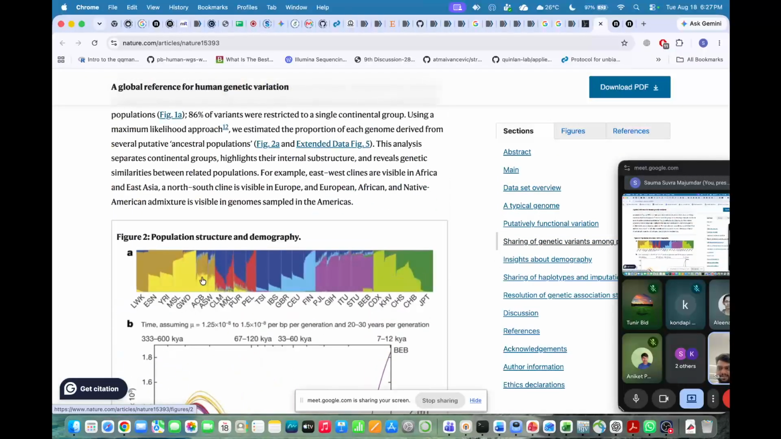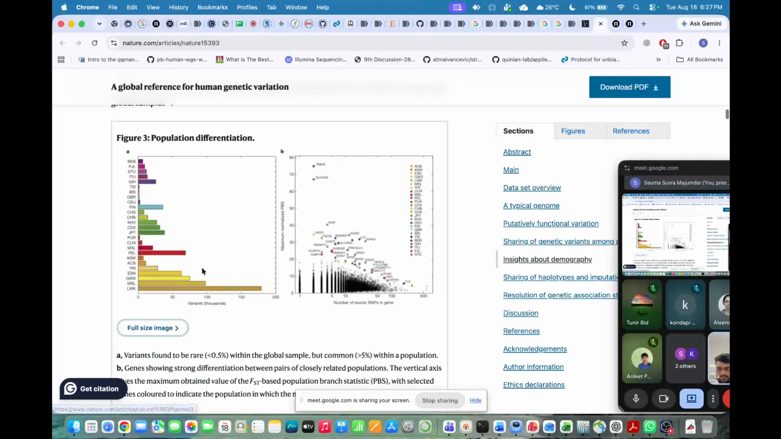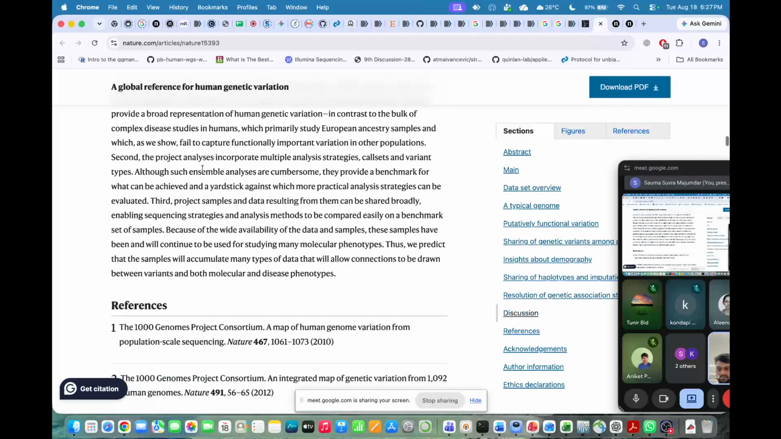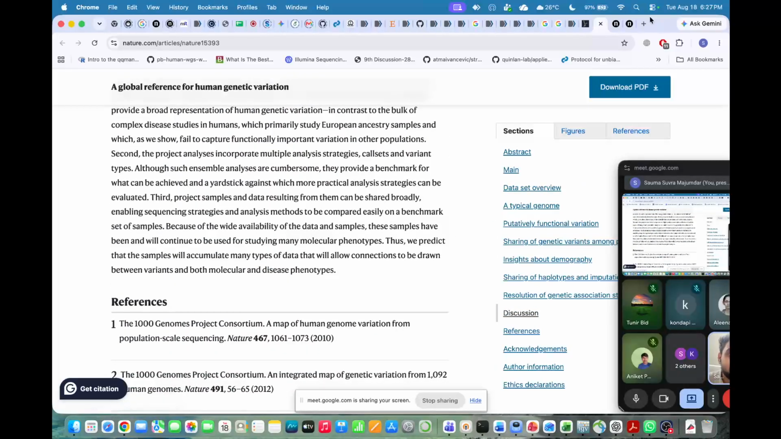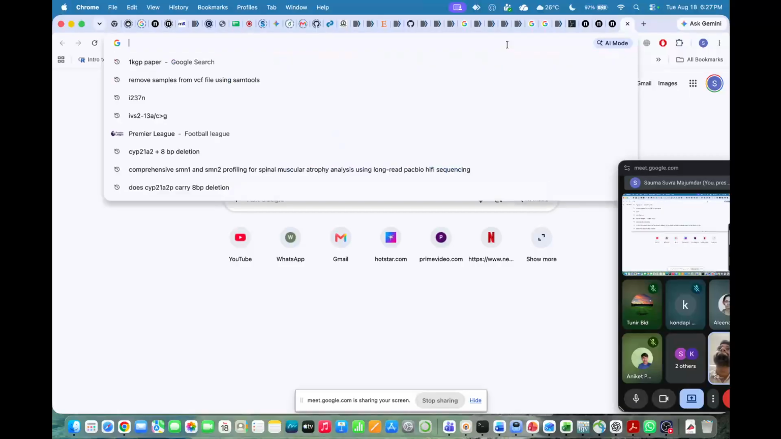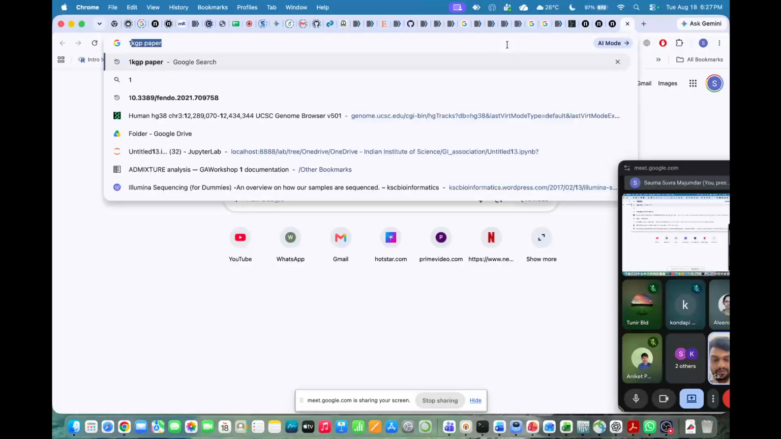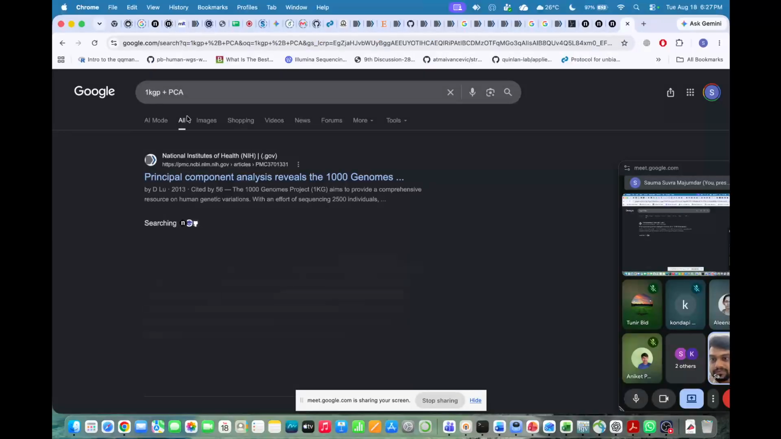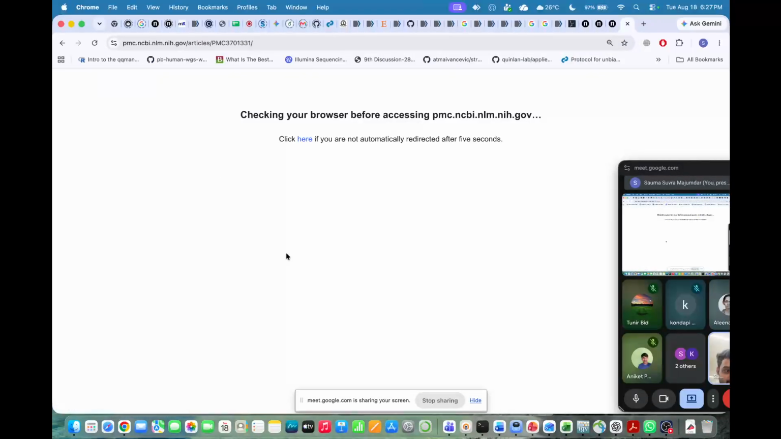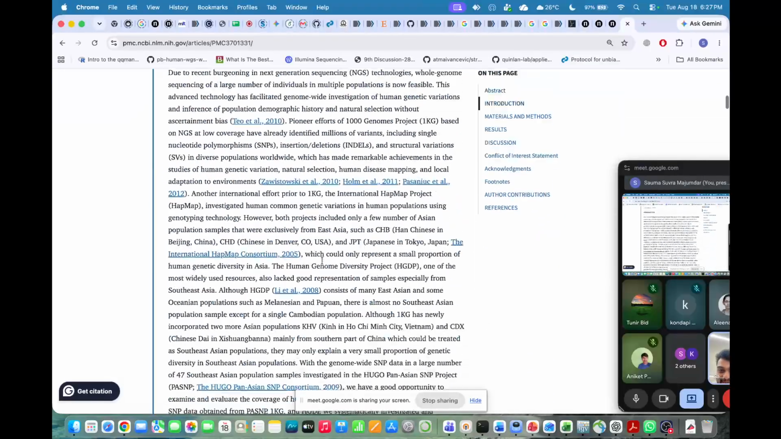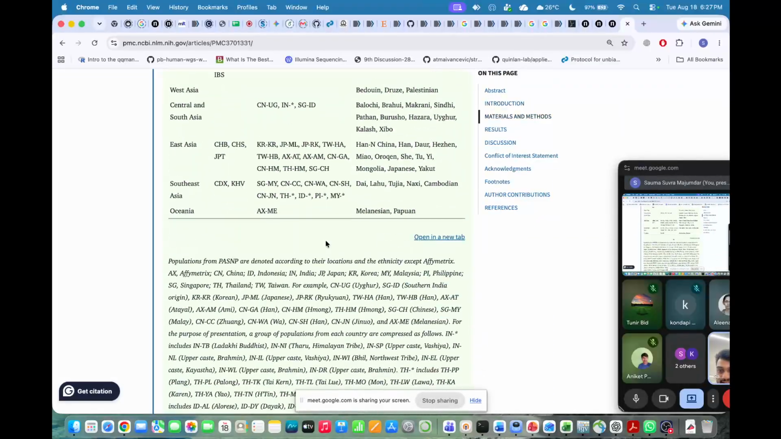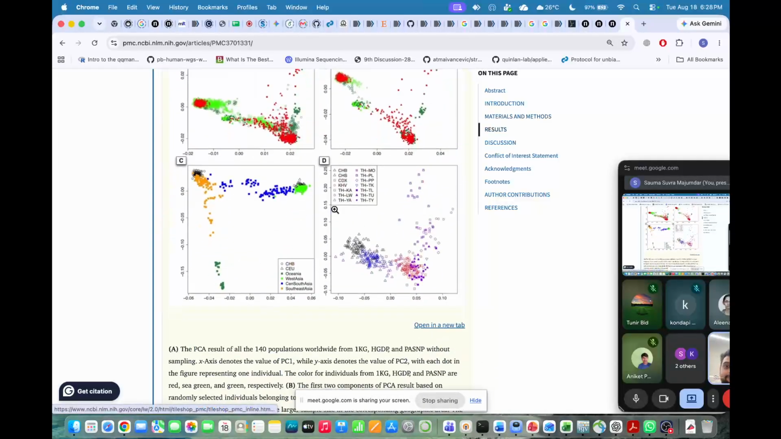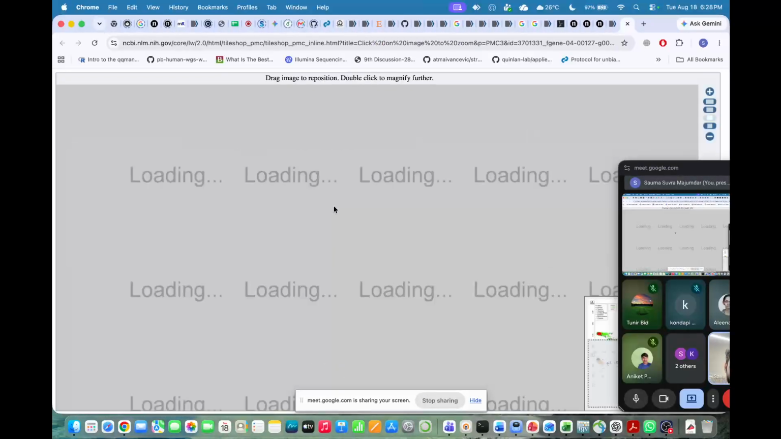Yeah, this is called an admixture plot. I'm coming to the admixture part. I'm just trying to see where the PCA plot is. There's one paper for just the PC on 1000 Genomes. Yeah, here it is.